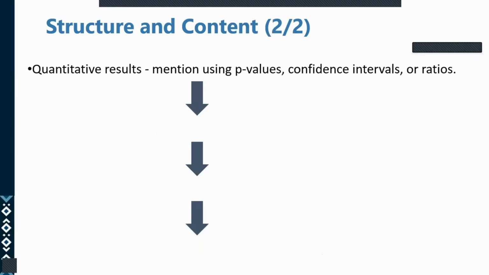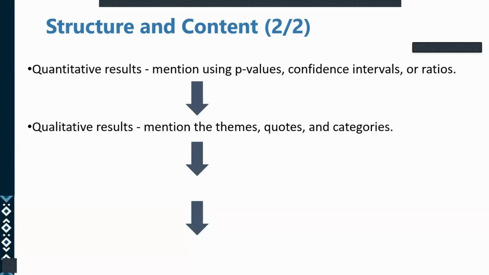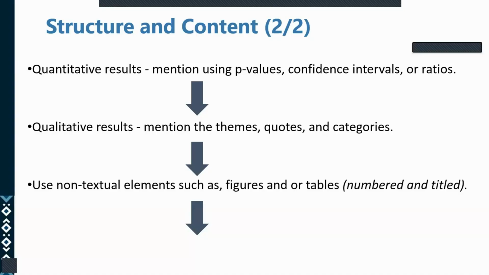Also, for quantitative results, mention using p-values or confidence intervals or ratios, either risk ratios or odds ratios, and what you have been using. For qualitative results, mention categorizing them, the themes, the codes, and even the categories. For non-textual elements such as figures and tables, number them. Table 1 says this, table 2, and put the title when you present the table and the figure.